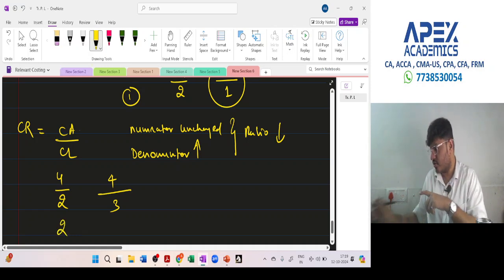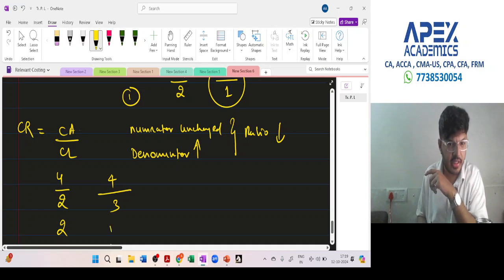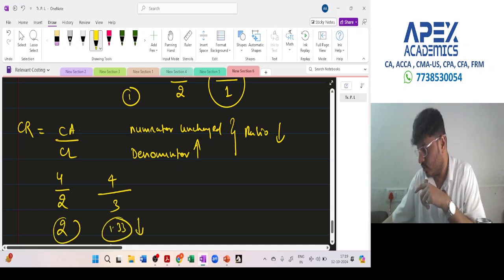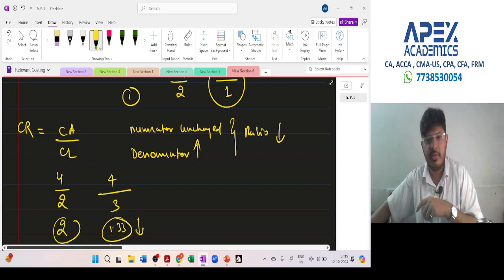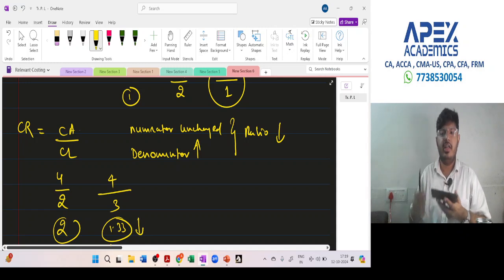And in this case, what is the ratio? What is 4 divided by 3? 1.3. You can obviously notice a drop in the ratio. Do I make myself clear here? Yes or no? Please tell me that. Agreed or disagreed? Agreed.